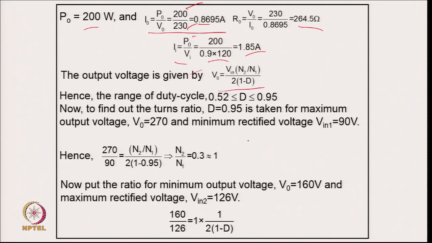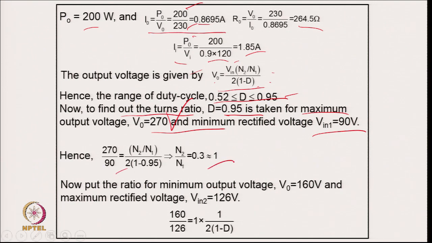The output voltage is given from this relation, V equal to Vin times N2 upon N1 times 1 upon (1 minus D). So, it comes, and hence the range of duty cycle 0.52 to 0.95. So, now to find out the turns ratio for duty cycle 0.95, for maximum output voltage of 270 volt and minimum rectified voltage of 90.